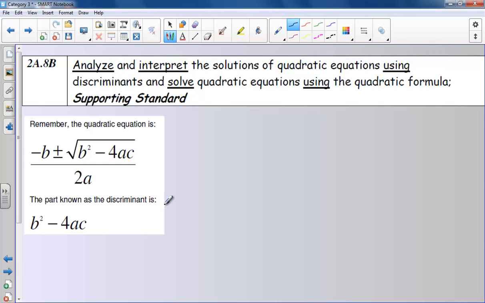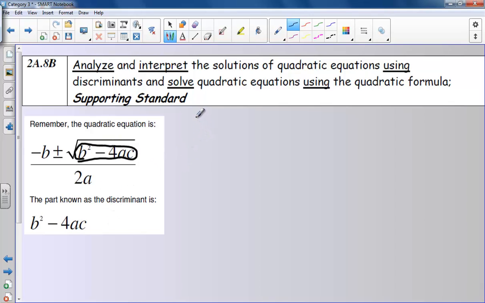Second supporting standard, analyze and interpret solutions of quadratic equations using discriminants, and then solve using the quadratic formula. Okay, quadratic formula will be provided on your formula chart. They will not tell you specifically what the discriminant is. It's also given to you, though. The discriminant is the part right here under the root, but you will not take the square root of it. So the square root isn't part of it.